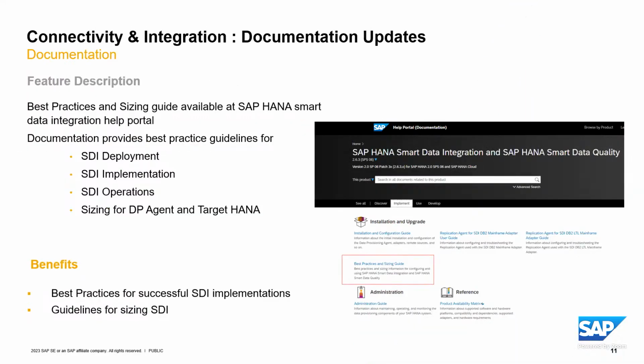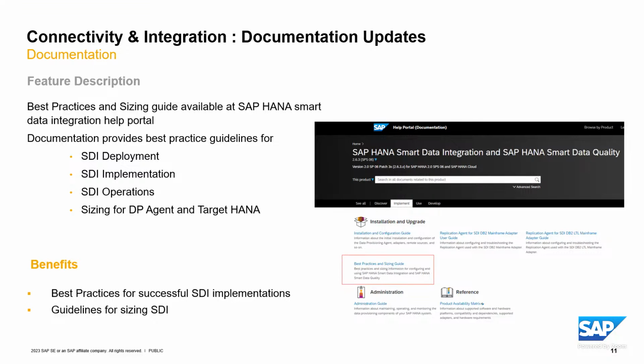The first update is about the documentation. We published best practices and sizing guidelines for SAP HANA Smart Data Integration to our SAP Help portal. It provides guidelines for deployment of SDI, such as agent group and link presence. And it has implementation guidelines for implementing replication and transformation tasks for SDI deployment. This includes guidelines on task partitioning, target table partitioning, and remote sources.